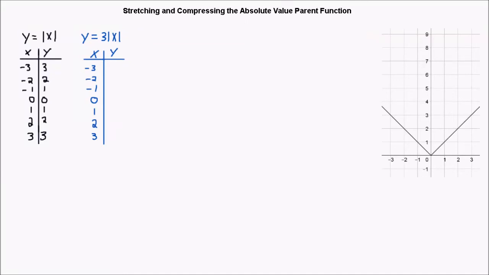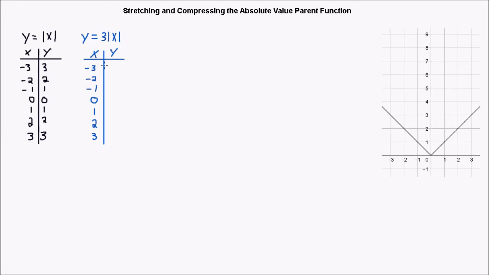Let's look at stretching and compressing the absolute value parent function. So you see I have the parent function y equals absolute value of x, the table of values for that function, and a graph of that function. And what I'm going to do is plot points to graph y equals 3 times the absolute value of x. Okay, so let's start plugging in these x values.